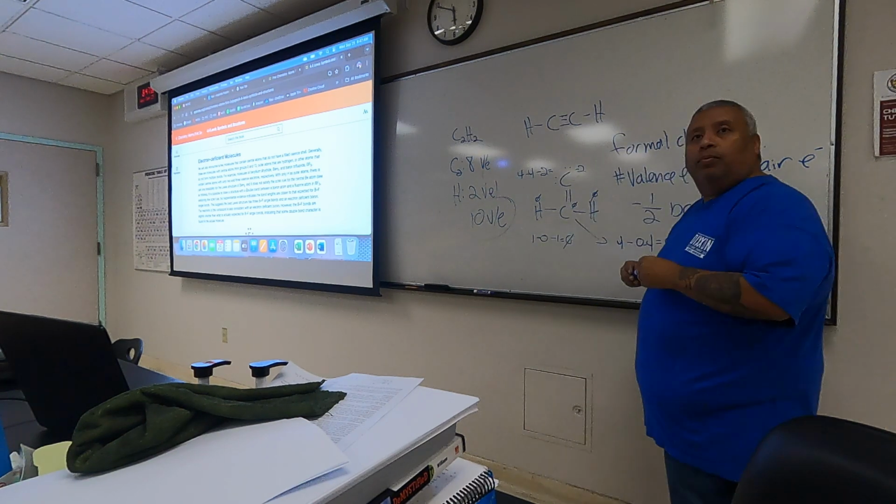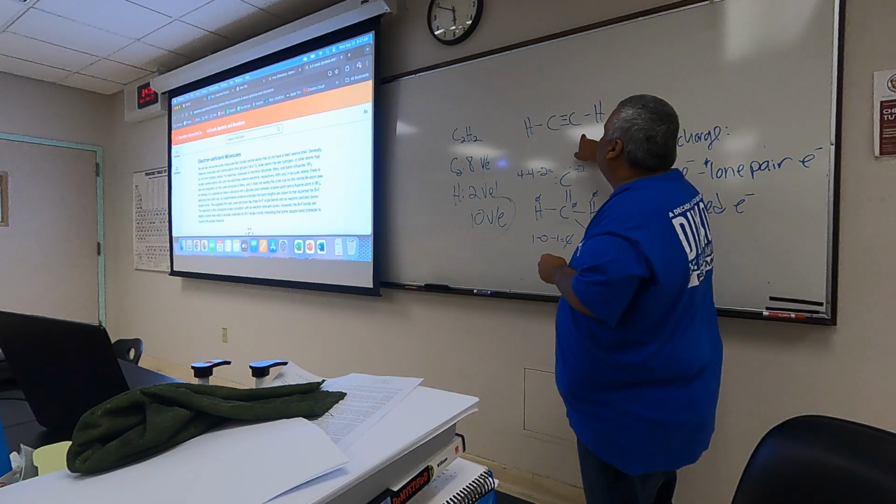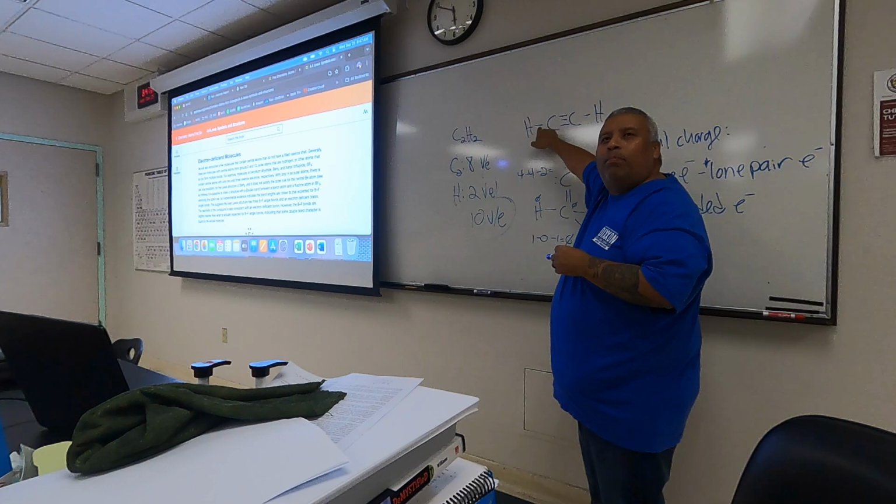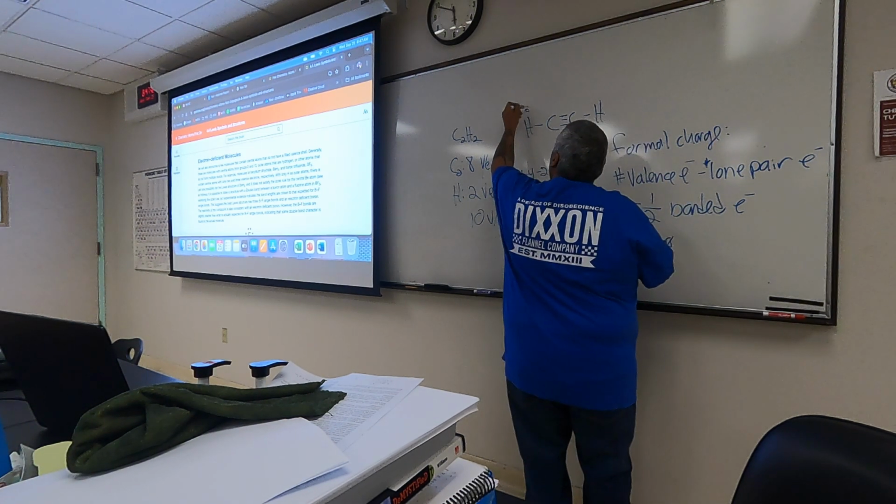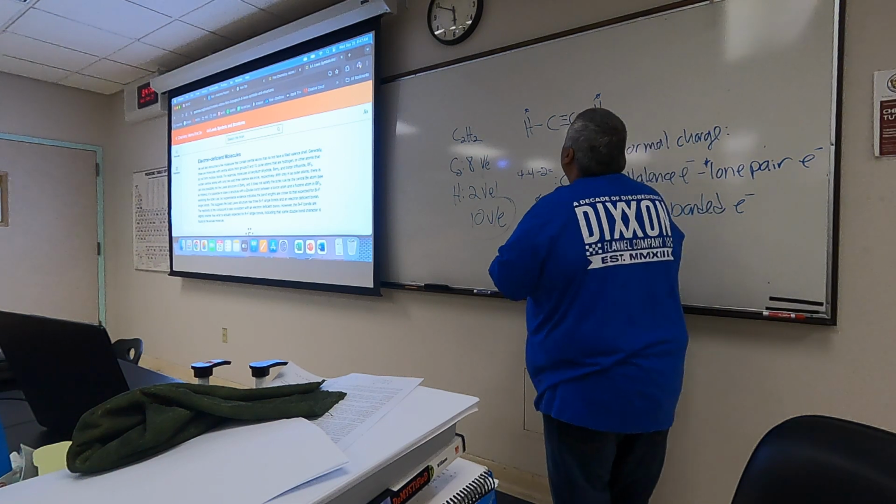Minus 2. Well, now let's compare that to this one. Should we calculate hydrogen? It has 1 bond. Do we need to recalculate it, or do we know it? No. We know. It's just going to be 0. So this is going to be 0. This is going to be 0.